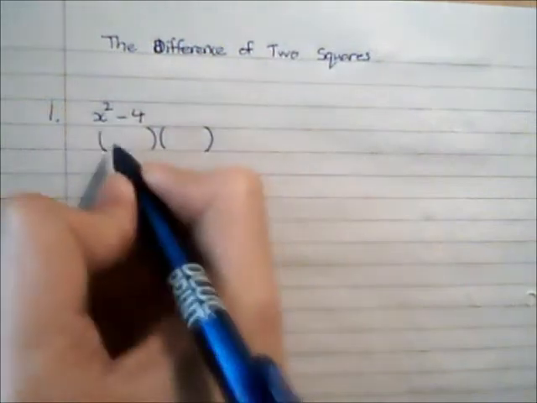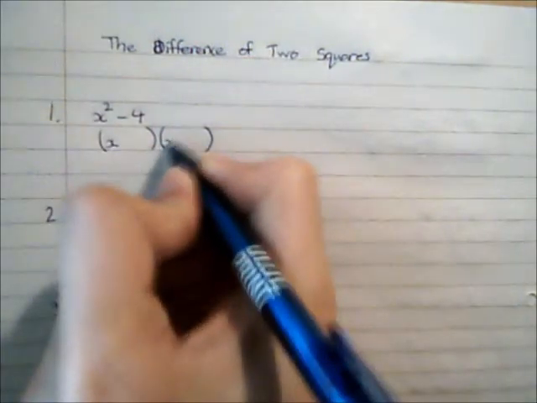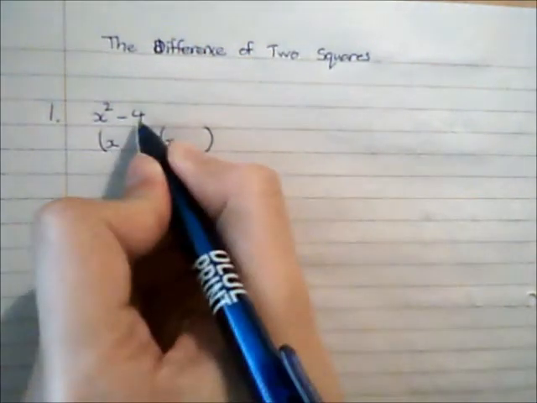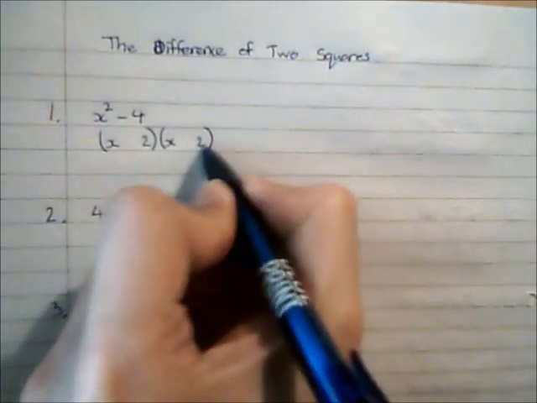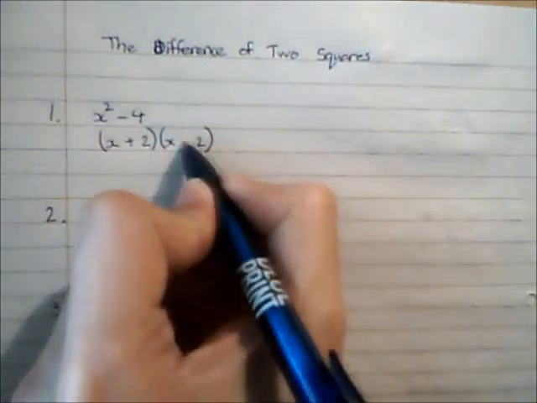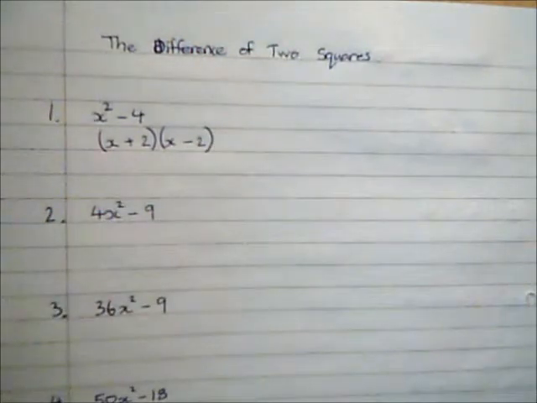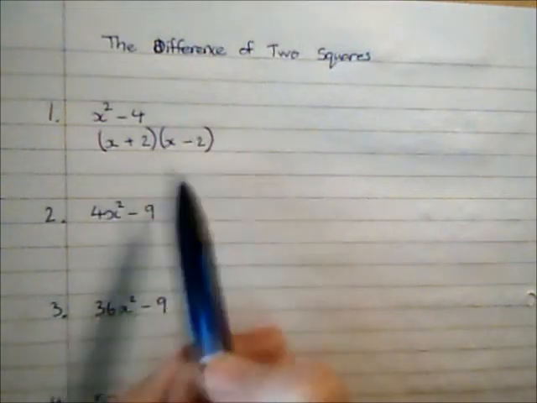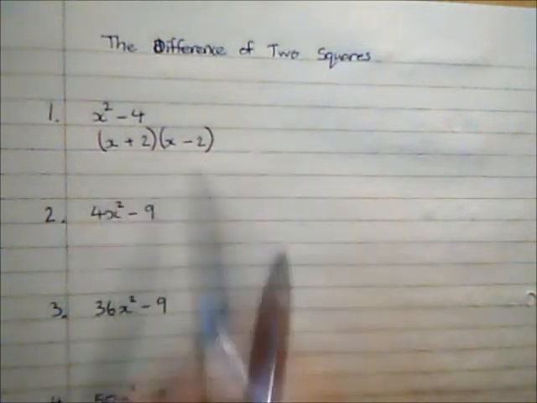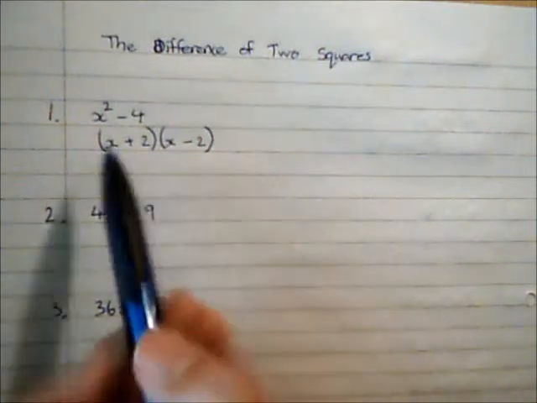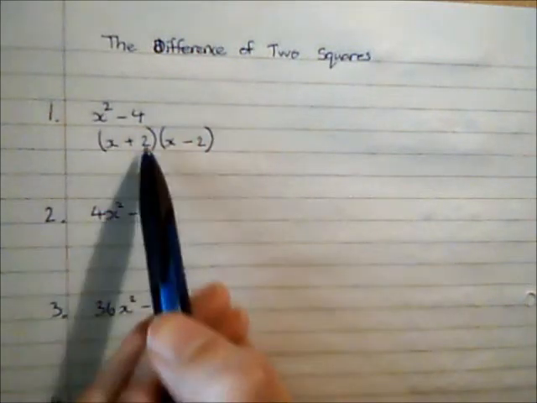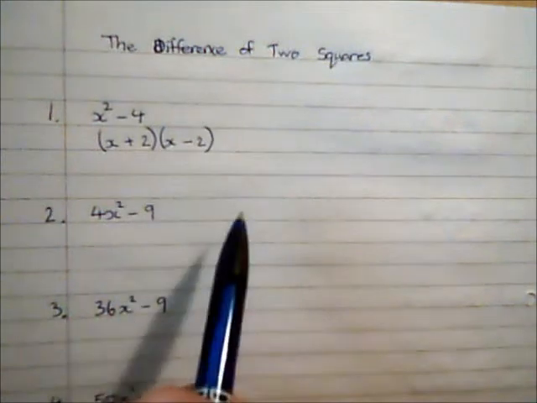So the square root of x squared is x. I'm going to put that at the start of each bracket, and the square root of 4 is 2. I'm going to put that at the end of each bracket, and then one of them will be positive and one of them will be negative. And the reason that this method works is if we were to multiply all this out, the 2x terms, one would be positive 2x and the other one would be negative 2x, and they'll just cancel out. And then the x times the x will give me the x squared, and the 2 times the negative 2 will give me the negative 4.